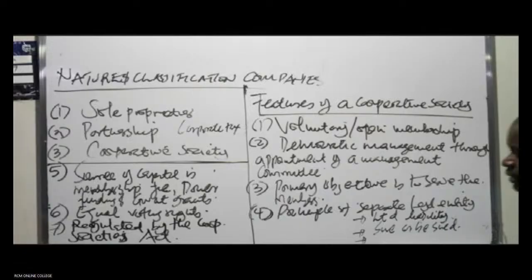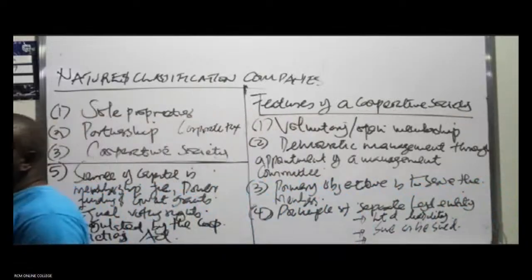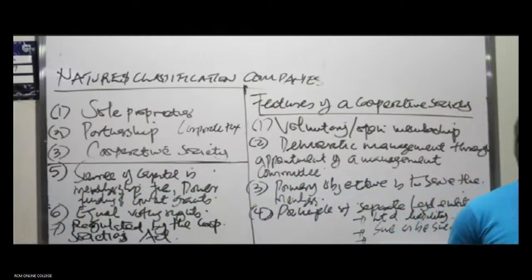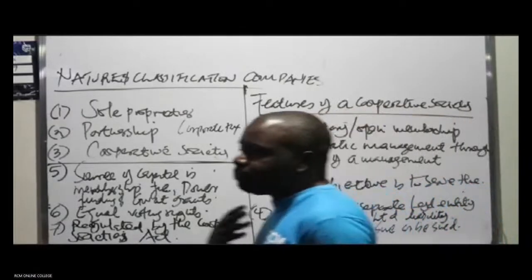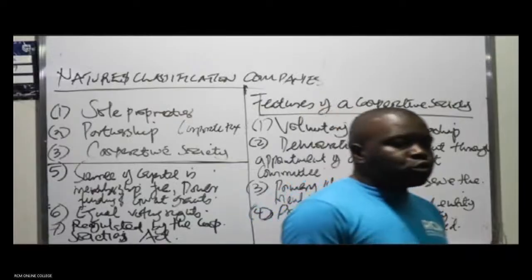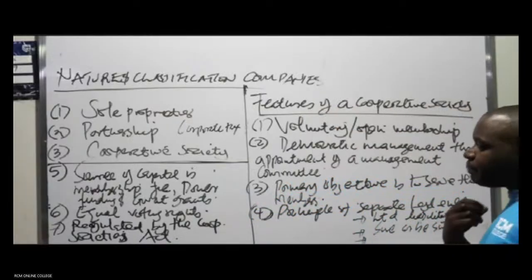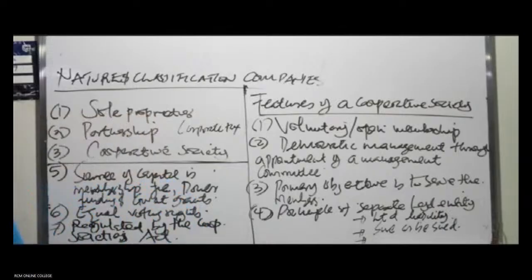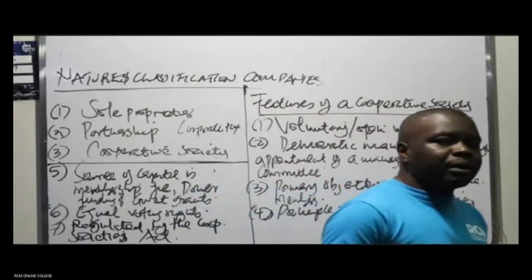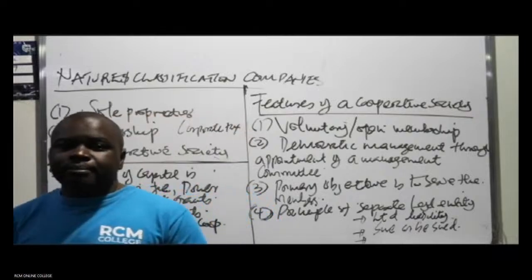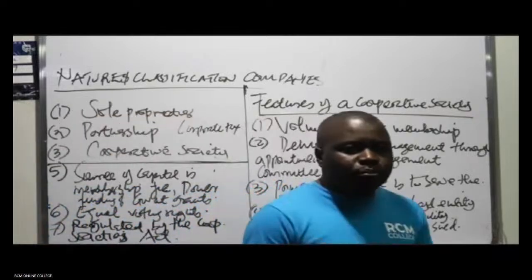So let me first try to explain what a cooperative society is. Cooperative societies are basically cooperative bodies formed for the purpose of serving the members. Majorly they are formed by persons of the same trade or profession. Not all of them, but majorly they end up formed by persons participating in the same economic activity, trade, or profession.